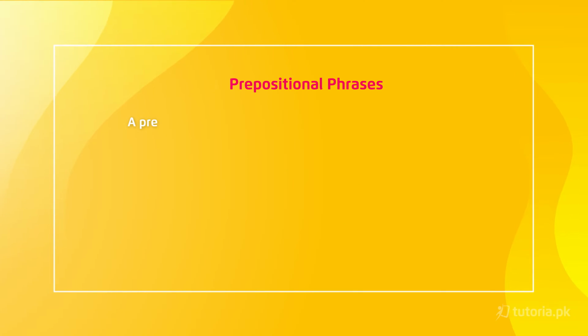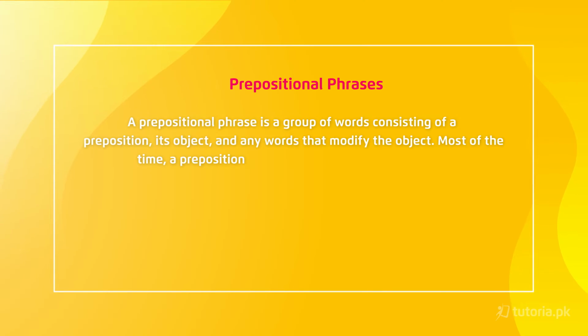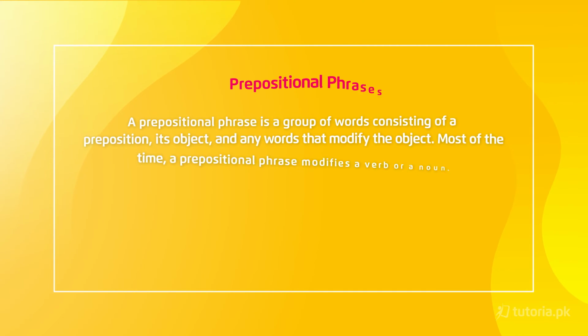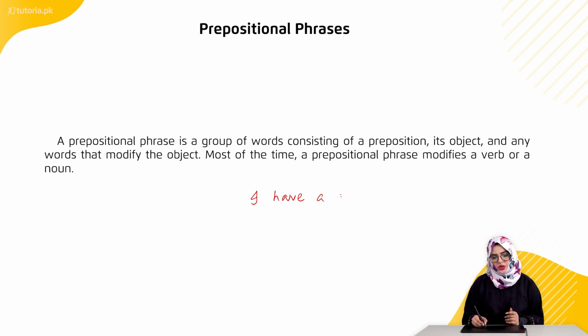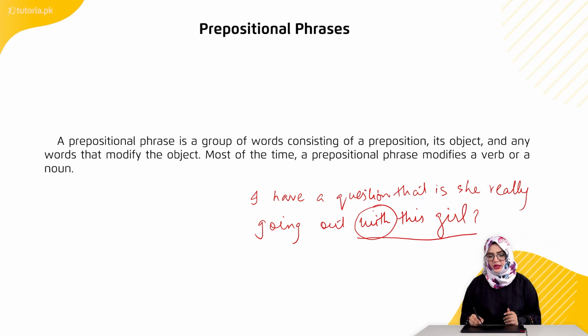फिर हमारा दूसरा topic आता है prepositional phrase का. A prepositional phrase is a group of words consisting of a preposition, its object, and any words that modify the object. Most of the time, a prepositional phrase modifies a verb or a noun. जैसे कि अगर हम एक example ले लें, I have a question that is she really going out with this girl? अब यहाँ पे जो हमारी prepositional phrase है with this girl है. यहाँ पे preposition ये है और ये जो this girl है ये हमारा object of preposition है.